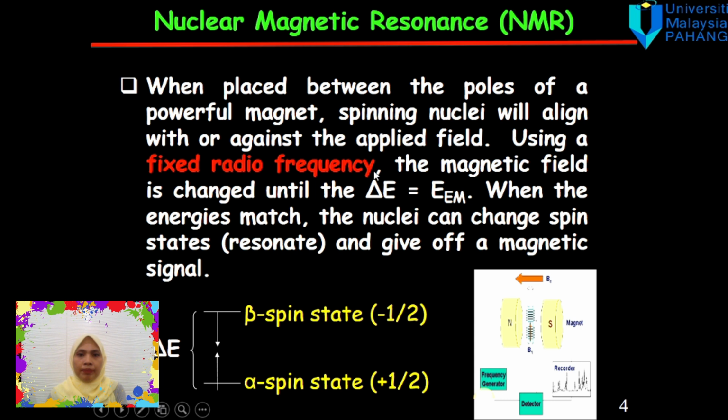Another parameter that we can play with is this: we fix the magnetic field and change the radio frequency, so our atom can absorb enough energy equal to the delta E to have a resonance. In this case, we can see the radio frequency is directly proportional to the B0. These are the two main parameters in the NMR.